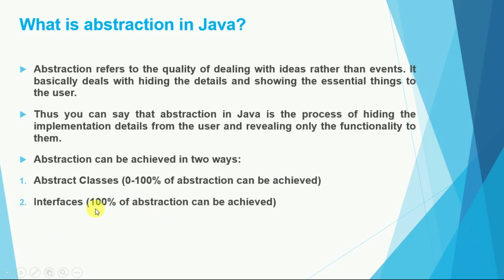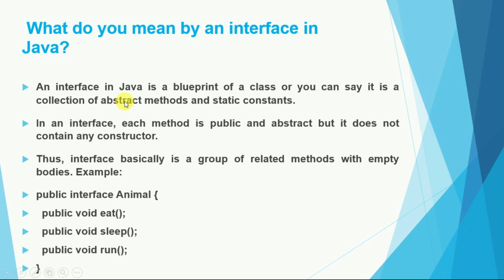So what do you mean by an interface in Java? An interface in Java is a blueprint of a class. Class is a blueprint, but an interface in Java is also a blueprint of a class, and it is a collection of abstract methods. In an interface, we have a collection of abstract methods and static constants. In an interface, each method is public and abstract, but it does not contain any constructor.